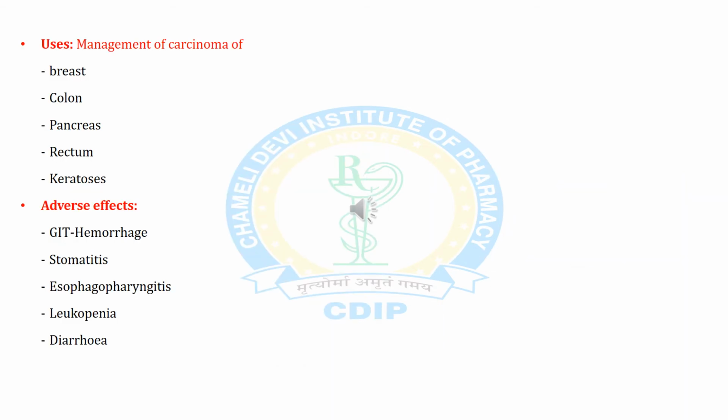So what are the uses of 5-fluorouracil? Basically it is used in breast cancer, colon cancer, pancreatic cancer, rectal cancer and keratosis. What are the adverse effects of 5-fluorouracil? GIT hemorrhage, stomatitis, esophagitis, leukopenia and diarrhea.